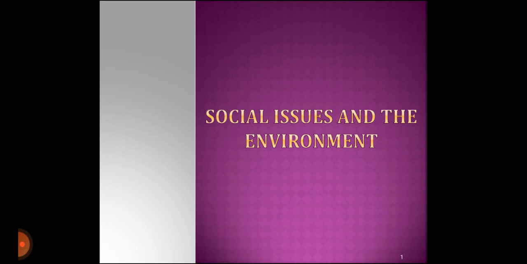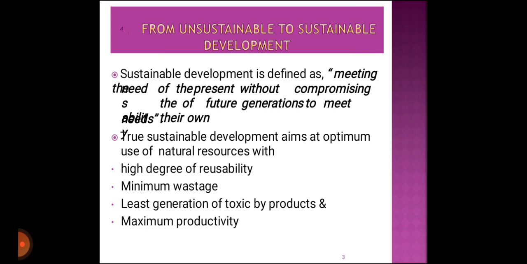First, sustainable development. How can we move from unsustainable to sustainable development? Sustainable development means meeting our own needs without affecting the future generation. Whatever development we do in our environment should not affect the people and should not affect the future generation. Such development is called sustainable development.